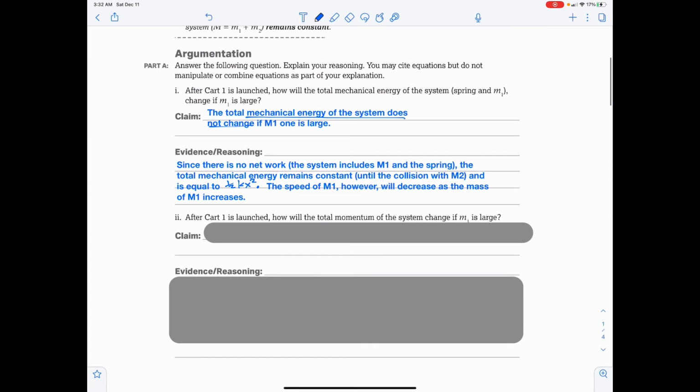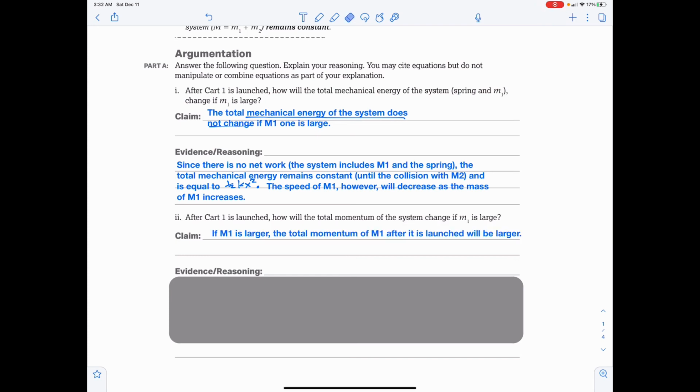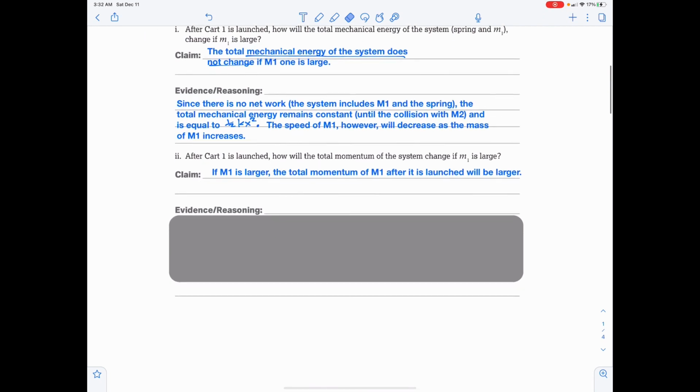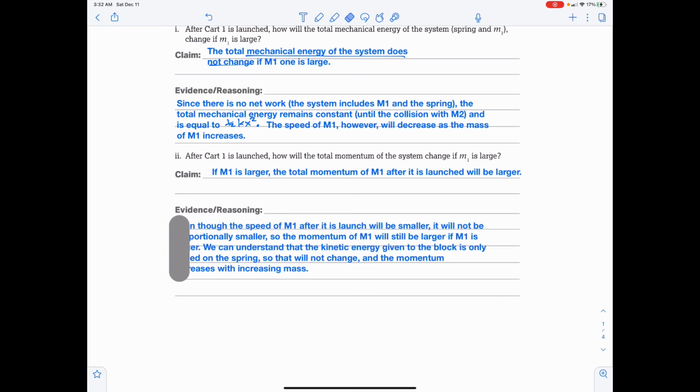Part 2: after cart 1 is launched, how will the total momentum of the system change if M1 is large? Well, now momentum will be affected, because momentum is mass times velocity. So if M1 is larger, the momentum of M1 will be larger. Even though the speed of M1 will be smaller, it will not be proportionally smaller. So the momentum of M1 will still be larger if M1 is larger.